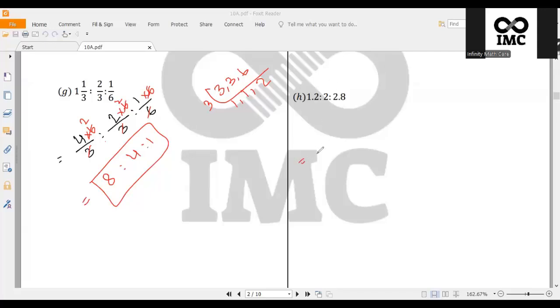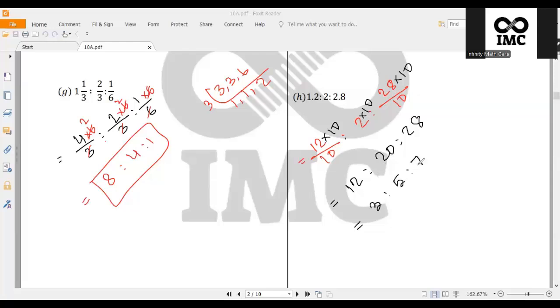Number H, 1.2 can be written as 12 by 10 is to 2.8 can be written as 28 by 10. Now, if we multiply each fraction by 10, then what will happen? We can easily cancel 10 and 10. Then we will get 12 is to 20 is to 28. Now, divide each term by 4. 4 3s are 12, 4 5s are 20, 4 7s are 28. So 3 is to 5 is to 7 will be the answer of question number H.